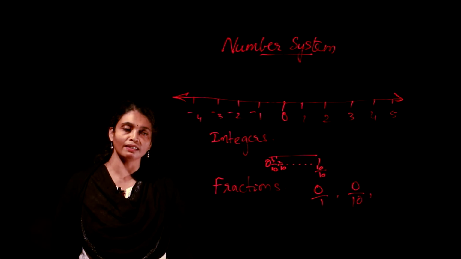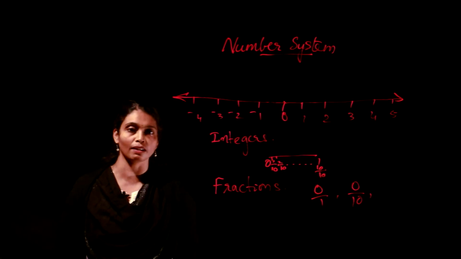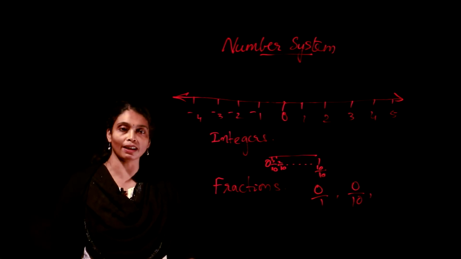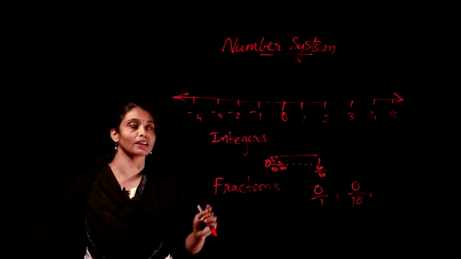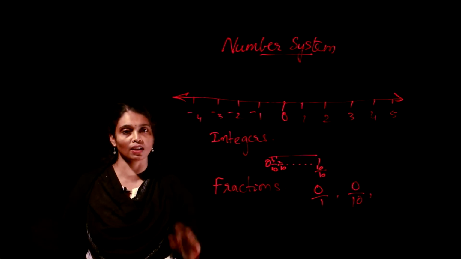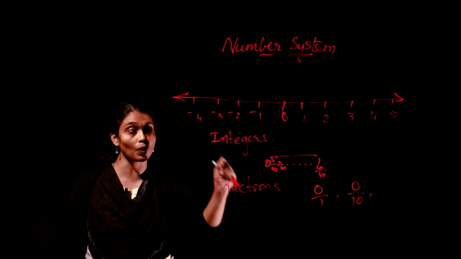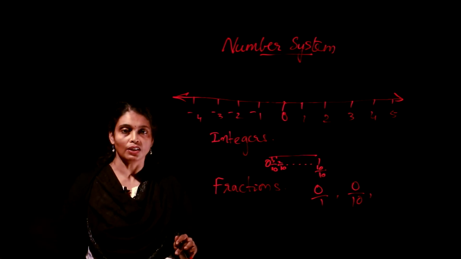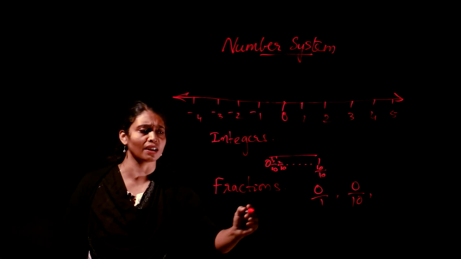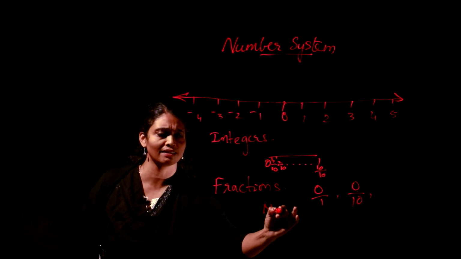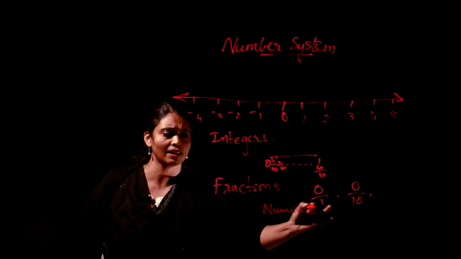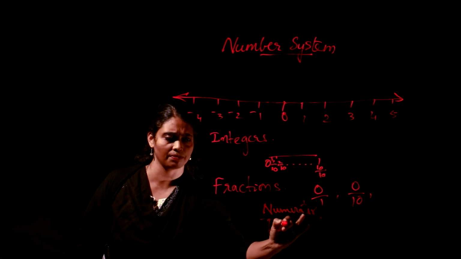What about 1? Yes, you can write 1 as 10 by 10 or 2 by 2 or 3 by 3. Yes, any integer you take, you can represent it as a fraction. For a fraction, what is there? A numerator by a denominator.